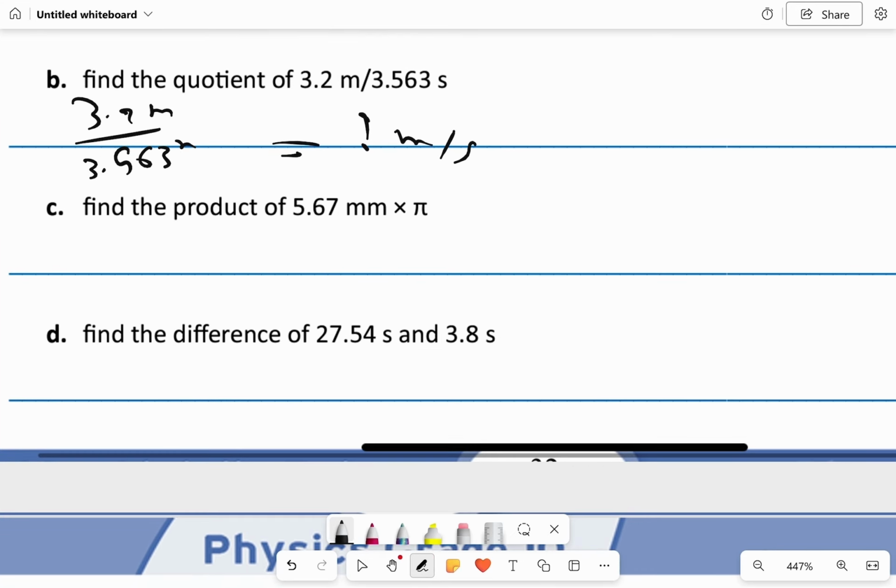Find the product of, just multiply 4.67 times pi, which is equal to 3.14, and you'll get a result. Find the difference, so you'll subtract 27.54 minus 3.8. Just subtract them and you'll get a result.